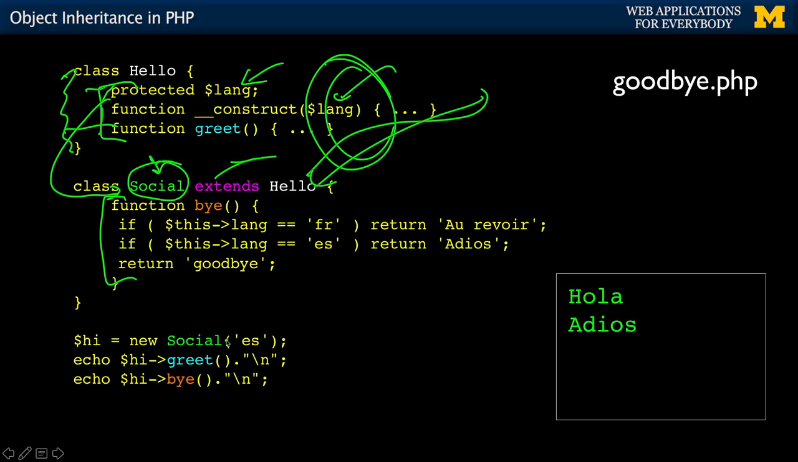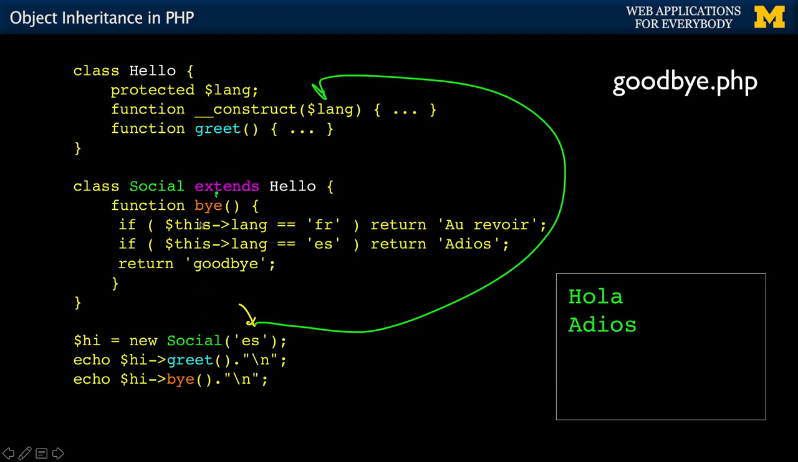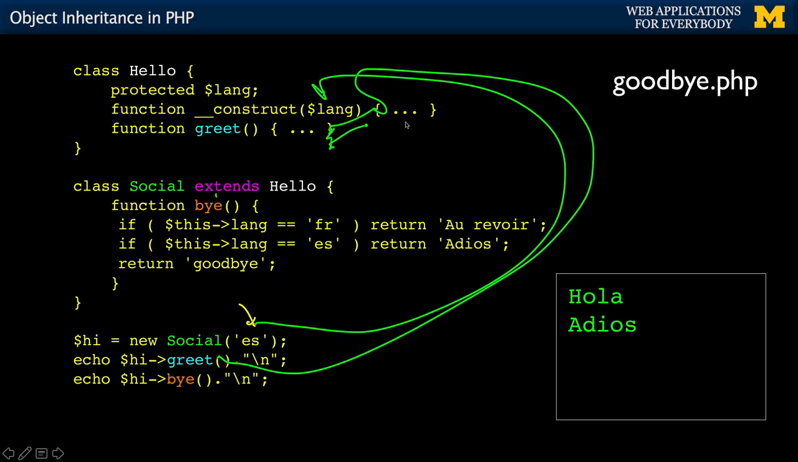So now we say, oh, let's go ahead and make a social and pass in ES. So that calls this constructor. It's a social, but this is part of social as well. So they're merged together in social. Runs the constructor. We can then call the greet method, which comes out of here. Runs that code, which was the code we used before. But then, because it's a social, it also in addition has the bye method, which is now in here.